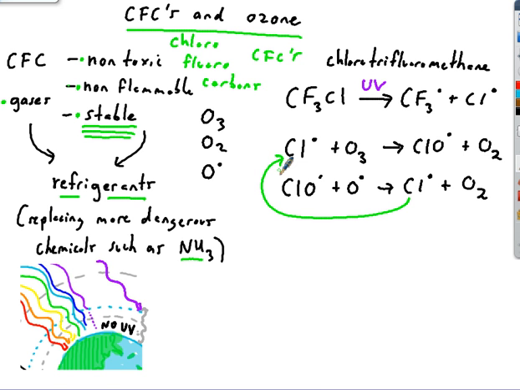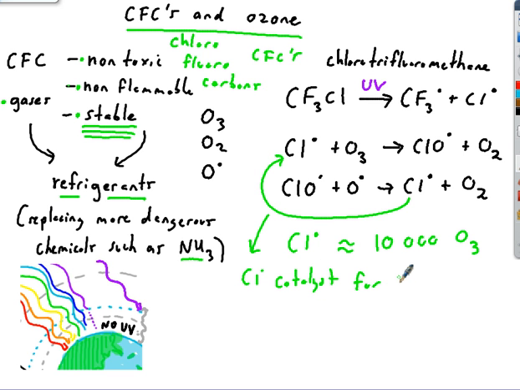And it turns out that one chlorine-free radical can decompose approximately 10,000 ozone molecules. So effectively, the chlorine-free radical in this cycle was a catalyst for ozone decomposition. And that led to ozone depletion and ozone thinning. But we said it only decomposed 10,000 ozone molecules. It wasn't a perfect catalyst because eventually it was consumed.